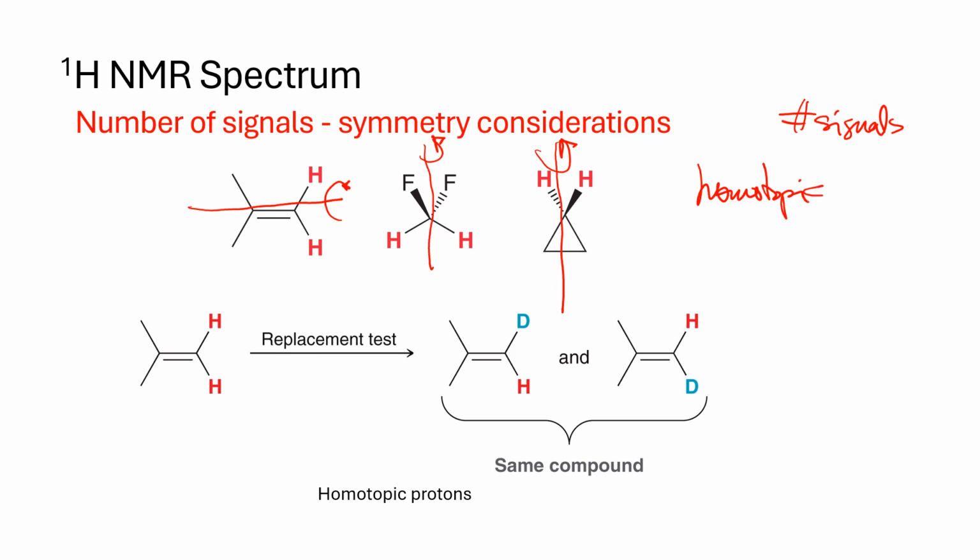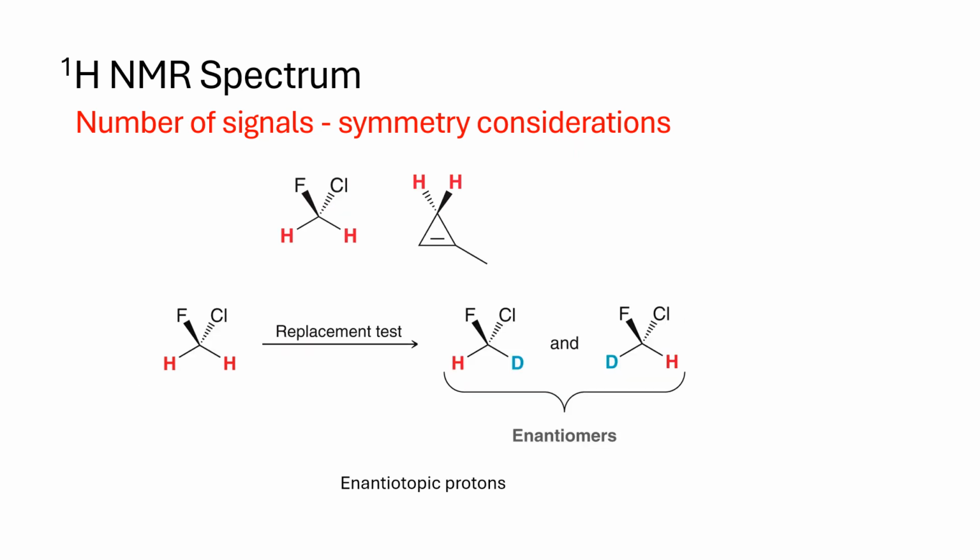And you may be asked questions, what type of protons are these or that? Another way that we do is we use the same replacement. So this is theoretical. We're replacing one H at a time by a deuterium, so the heavier isotope of hydrogen. And if you do that, these two molecules are identical because if I rotate this, you get the other. So it is the same compound. That's why we call those homotopic. And again, we'll have the same signal.